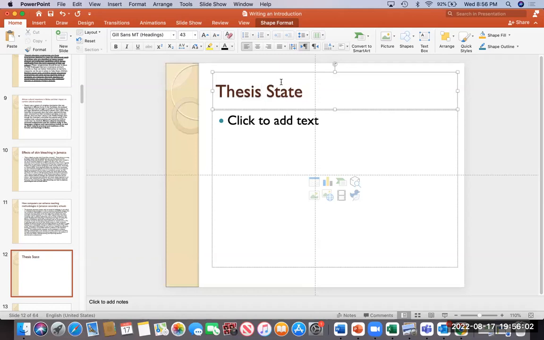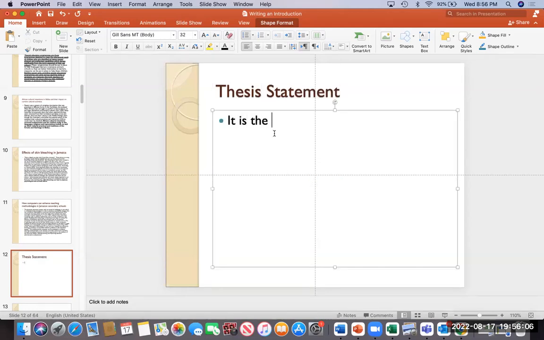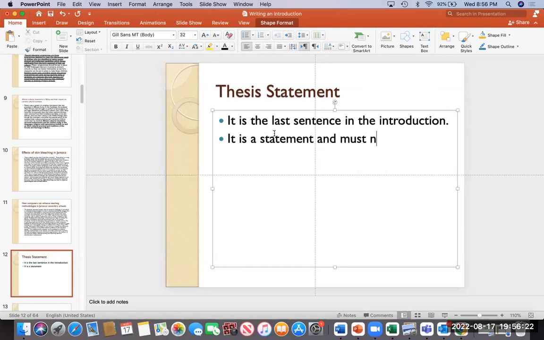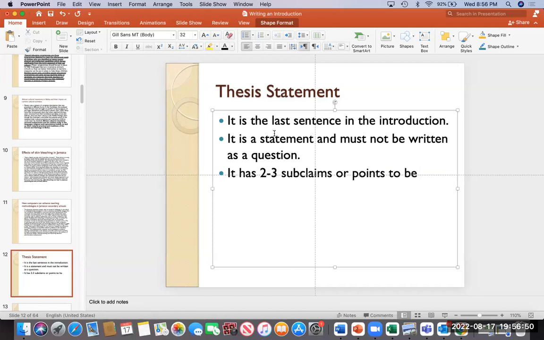So the first thing, it is the last sentence in the introduction. It is a statement and must not be written as a question. It has 2 to 3 subclaims or points to be developed in the body of the essay. Everybody understands this?